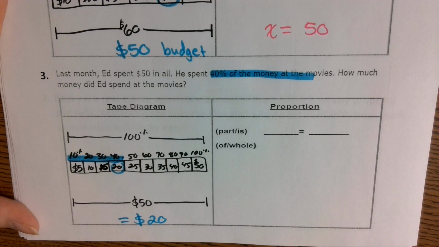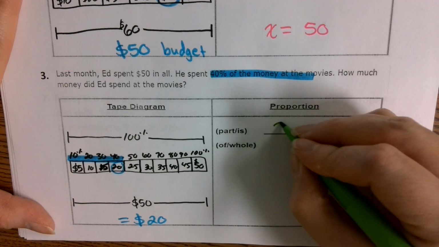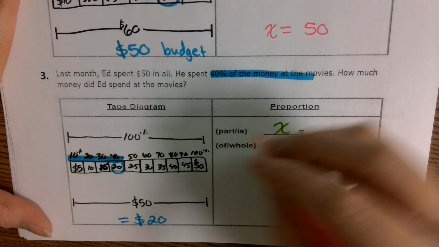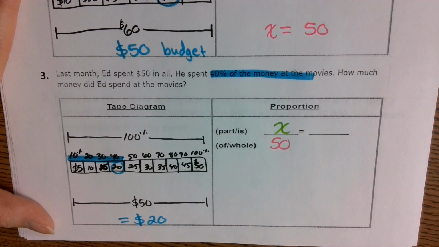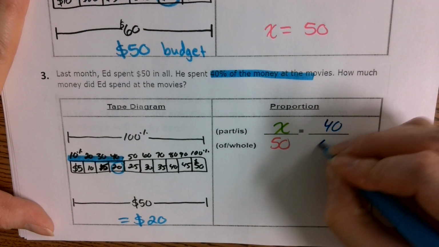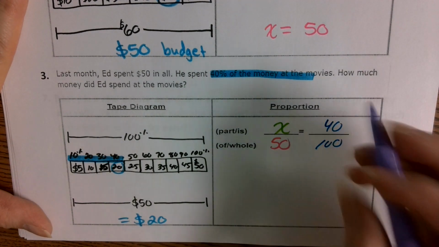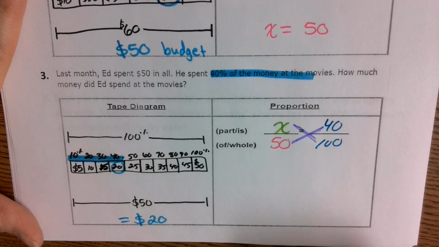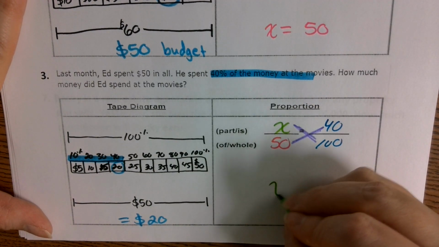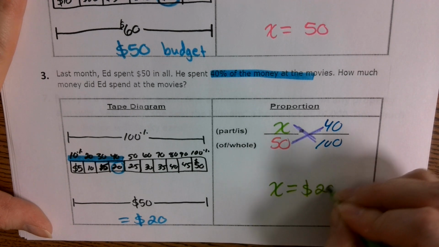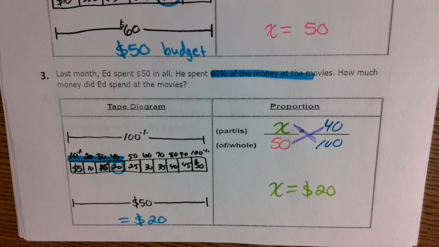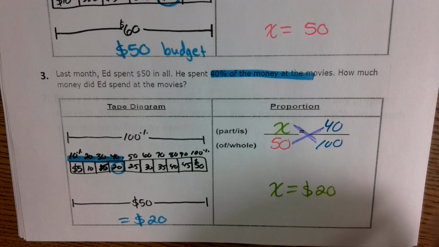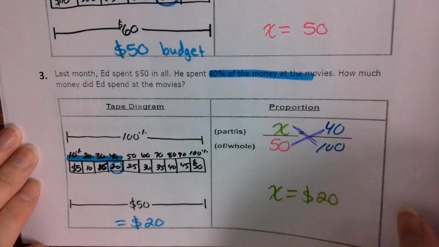So now let's check it with our percent proportion. X over 50, because that was our whole, equals our percent, 40 over 100. If we do our cross product, we multiply 50 times 40, and then we divide it by that 100, we're going to get that X is equal to $20. Again, either way will work for you. Either one of these will work for you. Go ahead and flip it on over to the back.